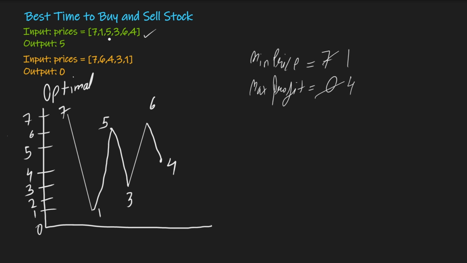And 5 is not less than 1. So we are going to move to the next value, that is 3. 3 minus 1 is 2. 2 is not greater than 4. Then we are going to check, is 3 less than 1? No. Then we are going to move to the next value, 6.